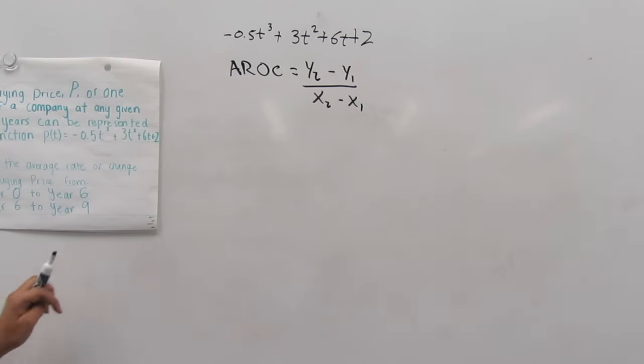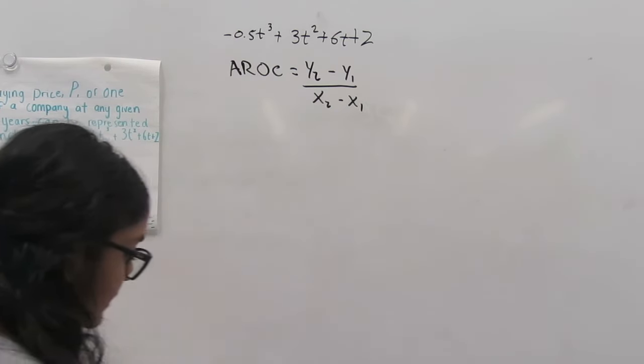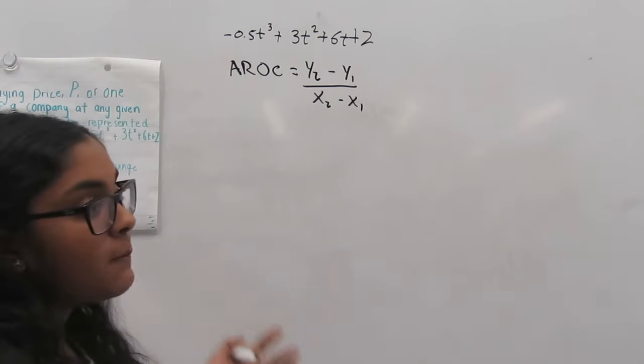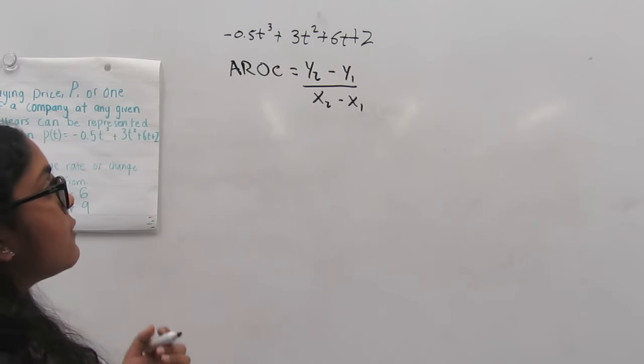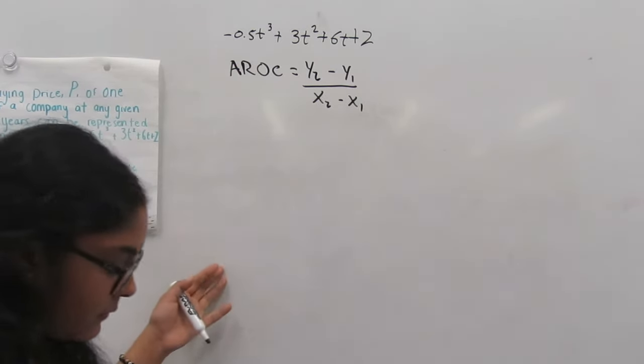So, part 2 asks you to find the average rate of change of the buying price from year 6 to year 9. So, the same thing as the last question.